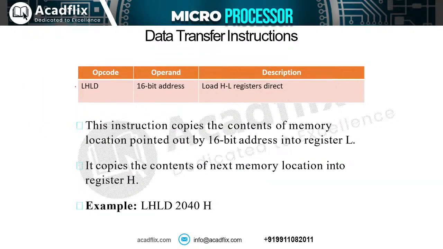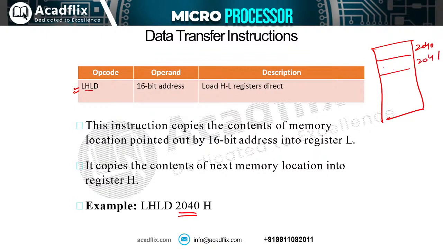Then we have LHLD. LHLD means load HL register pair direct. In this instruction we will have a direct address. You will go to this address and read two memory locations, because you are loading the register pair HL. LHLD, load HL direct. This means that you have memory, and in this memory you have location 2040 and 2041.